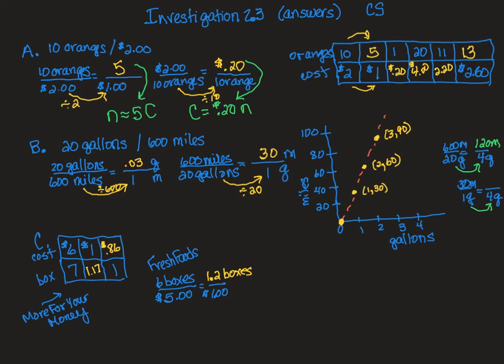If I take this and I multiply 30 by 4, I would still get 120 miles. So either way works. I can scale it up using the unit rate, or I can scale it up using the original rate I started with. Either way, it works.